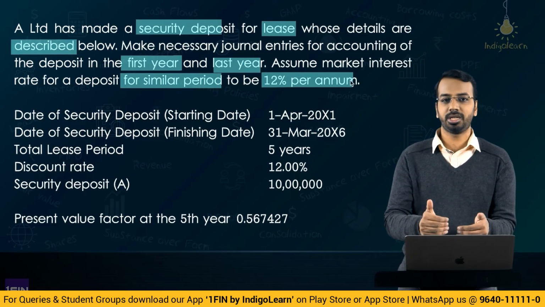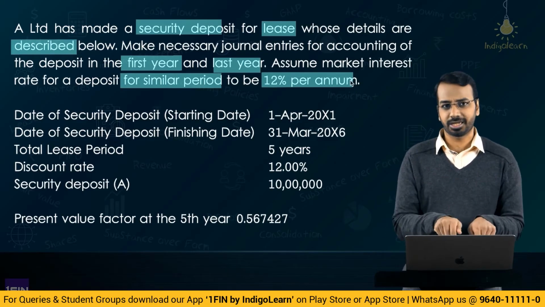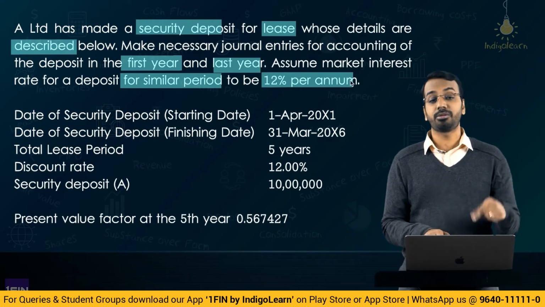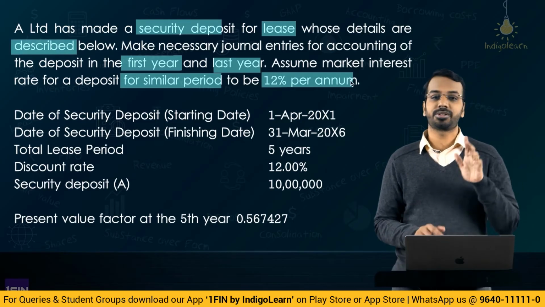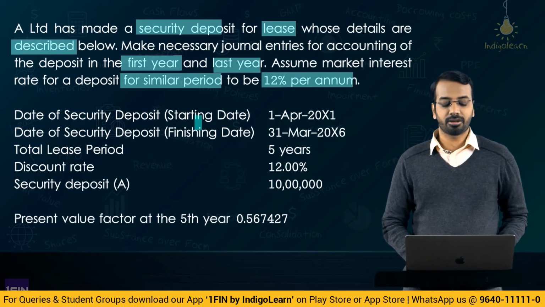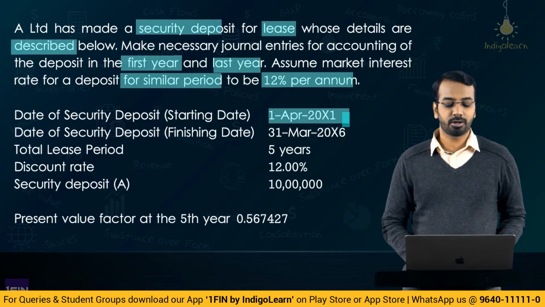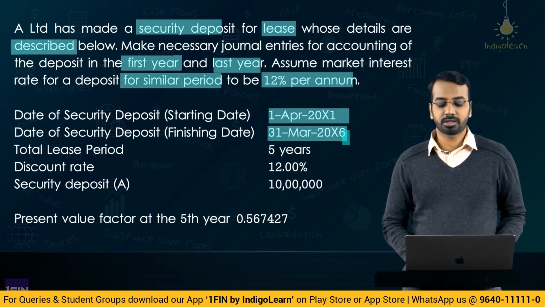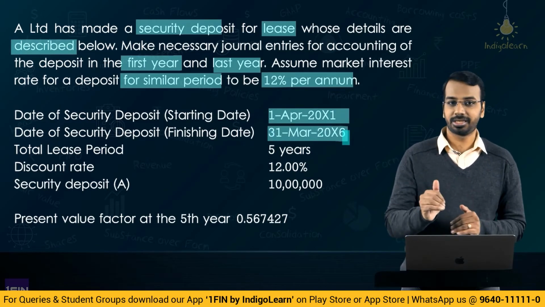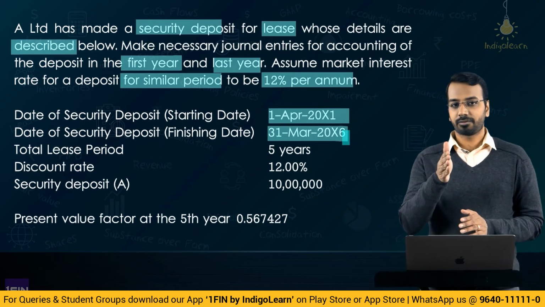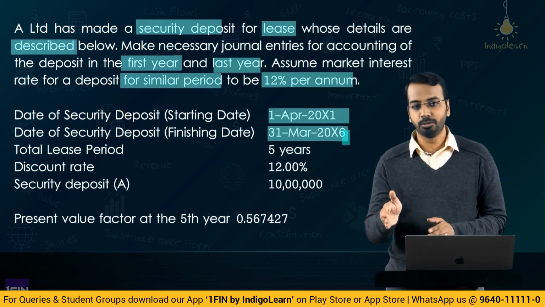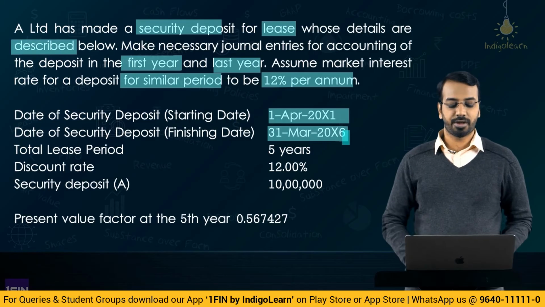Now, what does this statement mean? This statement means that if this entity had to deposit the same amount somewhere else, they would have earned 12% rate of interest. Date of security deposit, start date 1st of April of year 1. End date 31st March of year 6. Now, don't count it as 6 years, it is only 5 years, because from April 1 to March 31, that will be the first year. So, you will have total of 5 years.